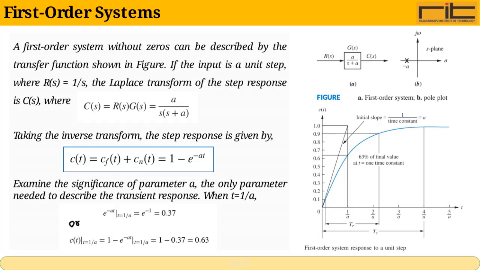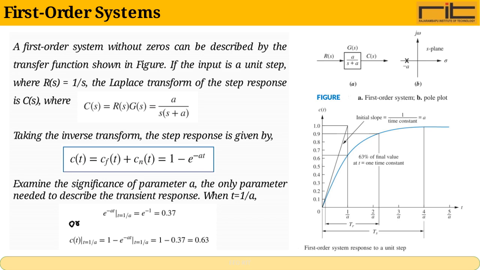Here, we're looking at a first-order system without zeros, which is characterized by the transfer function shown. When the input to the system is a unit step, represented as R(s) equals 1 over s in the Laplace domain, the resulting output C(s) can be found by multiplying the transfer function by this input. By taking the inverse Laplace transform, we obtain the time domain step response of the system. A key aspect to focus on is the parameter a in this response. This single parameter completely defines the transient behavior of the system.